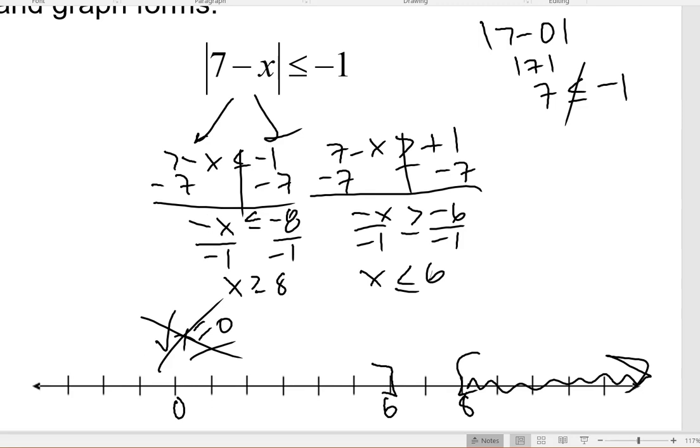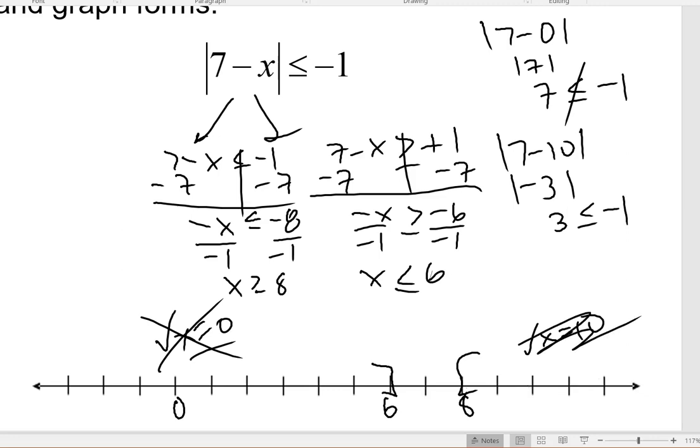Check a number past 8, like 9, 10. How about 10? Let's check x equals 10. 7 minus 10, negative 3. Absolute value of that is 3 less than or equal to negative 1? It's not. This is not part of our solution. Would a 6 or an 8 work?